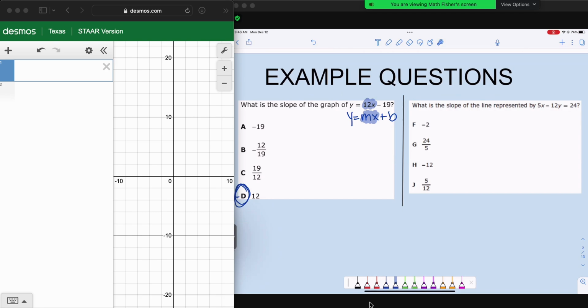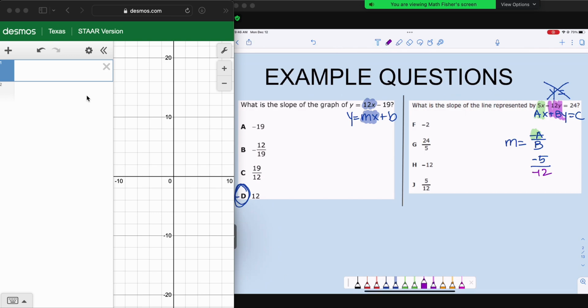Let's look at the other question. Very similar, but a little bit different. What is the slope of the line represented by 5x minus 12y equals 24? In this situation, it is not y equals. It is actually ax plus by equals c. To find our slope, you have to memorize this equation. It's m equals negative a over b. Our a is 5, so we're going to put negative 5. We're going to change it to negative 5 divided by our b, which is negative 12. So we're going to put negative 12 underneath.